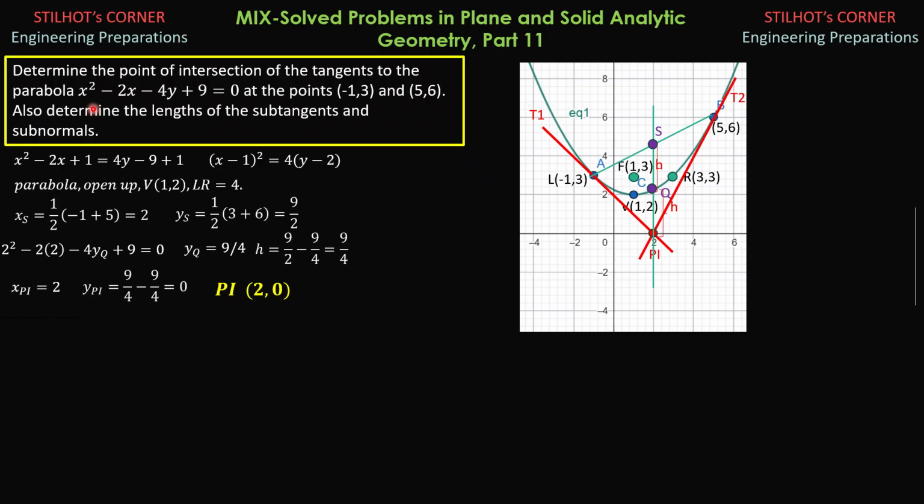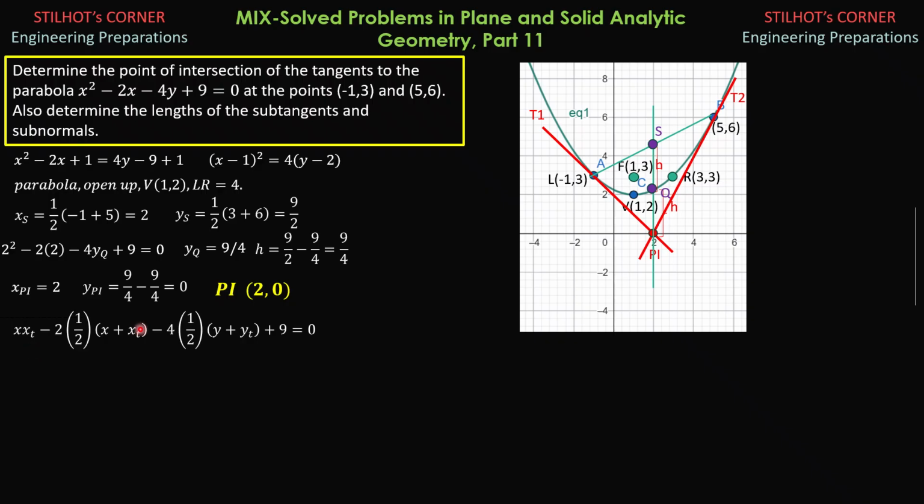That is, we replace x squared by x x_t, x by 1/2 of x plus x_t, y by 1/2 of y plus y_t. So x x_t minus 2 times 1/2 of x plus x_t minus 4 times 1/2 of y plus y_t plus 9 equals 0. This is the analytic geometry approach. So I will not present the calculus approach, where you differentiate that to find the slopes of the tangents.